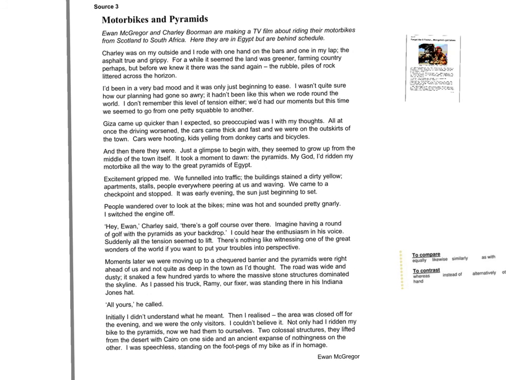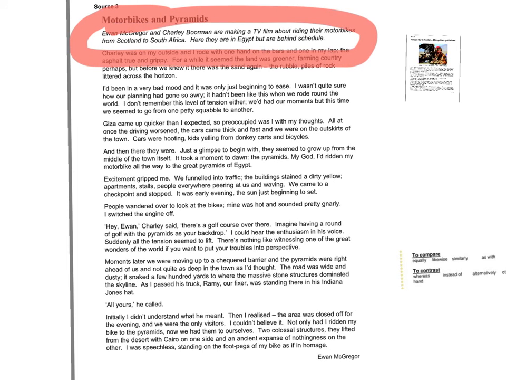A lot of the time in the exams you get given a first paragraph that's written in italics. It's important to make sure that you read this because it puts the text into context. So here it says, Hugh McGregor and Charlie Borman are making a TV film about riding their motorbikes from Scotland to South Africa. Here they're in Egypt but are behind schedule. So having read that, I can understand what's going on, and I imagine that everything that's written is going to be emphasising that situation that they're in.